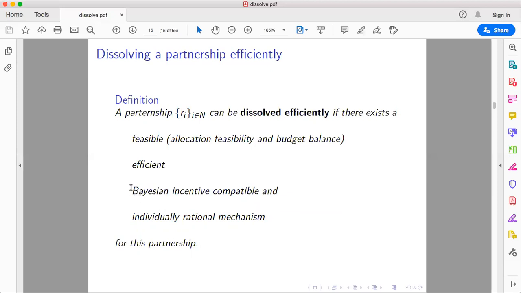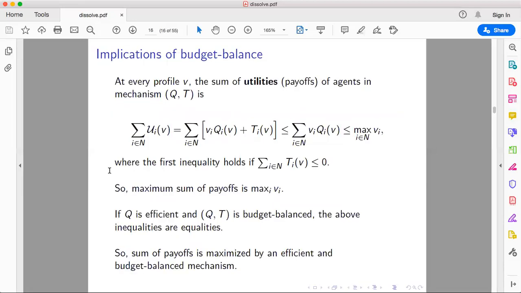That's why the question is interesting: can we achieve this efficiency and budget balance, and hence maximize the payoffs to the agents, while maintaining incentive compatibility and individual rationality? Okay, so I hope that part is clear now, why we are interested in this question in the first place. Any questions? Okay.